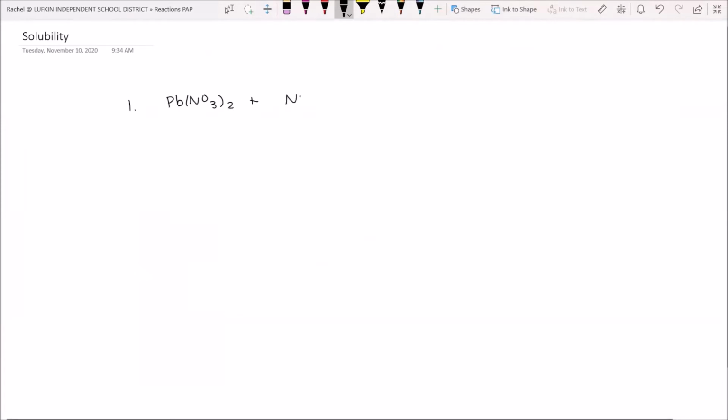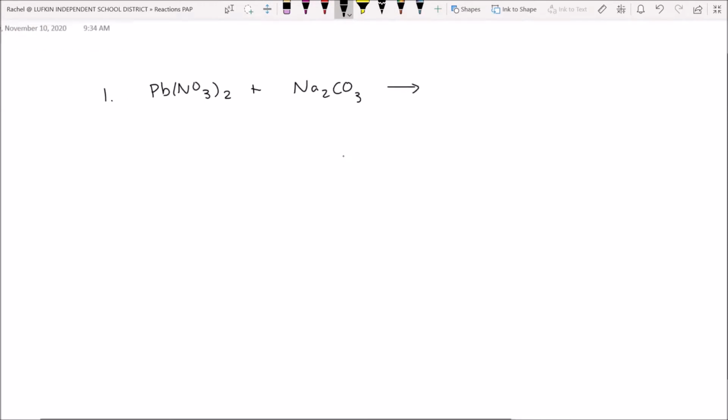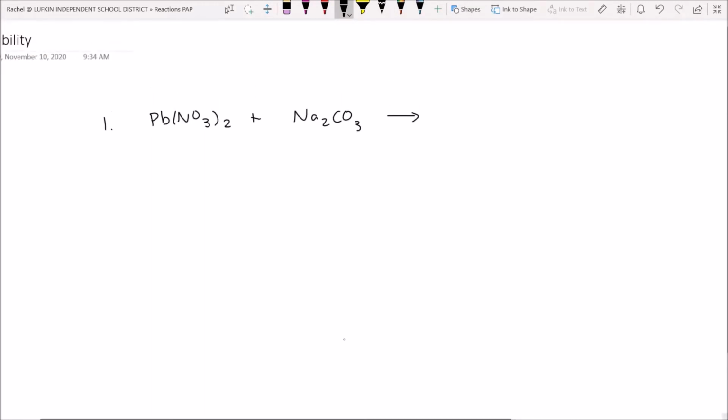Plus Na2CO3, right? And part A says predict the formulas for the products of this reaction. Whenever you predict the formulas, I had some confusion in the previous period. You don't look at these subscripts or try to carry over subscripts. You rewrite it based on the charges that they have, right?